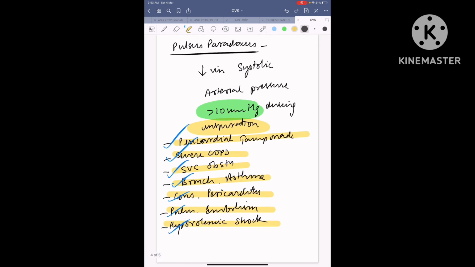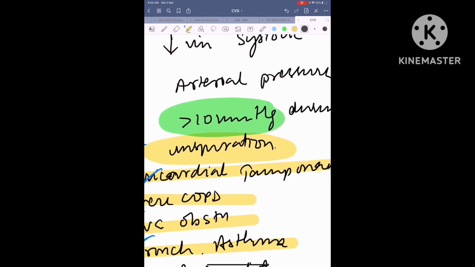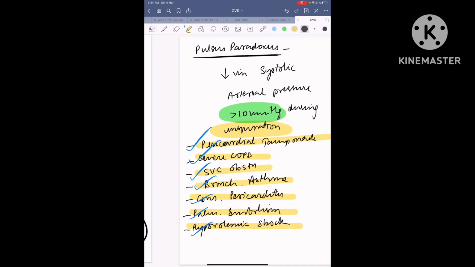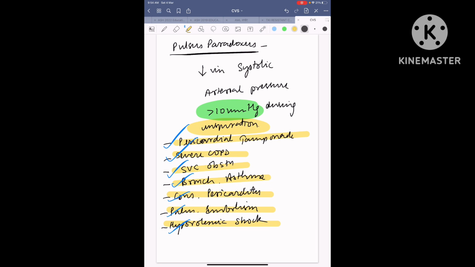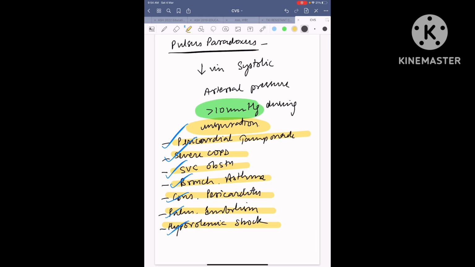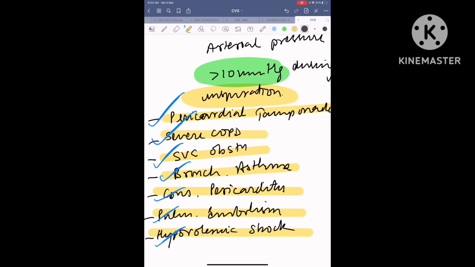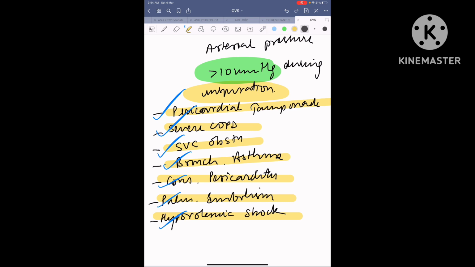Then pulsus paradoxus. Pulsus paradoxus refers to the phenomenon in which there is a decrease in the systolic arterial pressure by more than 10 millimeters of mercury during the phase of inspiration. Okay. Then where do you see a pulsus paradoxus? It's very important. You see it in pericardial tamponade. You see it in severe COPD, superior vena cava obstruction, bronchial asthma, constrictive pericarditis, pulmonary embolism, and hypovolemic shock.